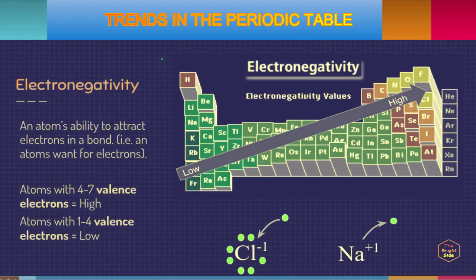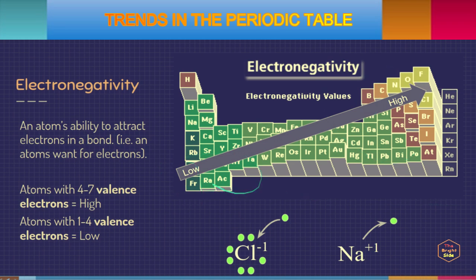All right, electronegativity. Electronegativity is an atom's ability to attract electrons. And so we talked about those valence electrons and how elements either want to get more or want to get rid of them. So elements with 4 to 7 valence electrons have a high electronegativity. So that's these guys up here, mostly the nonmetals. These guys up here have a high electronegativity. They really want more electrons, and so they'll do anything they can to get it.